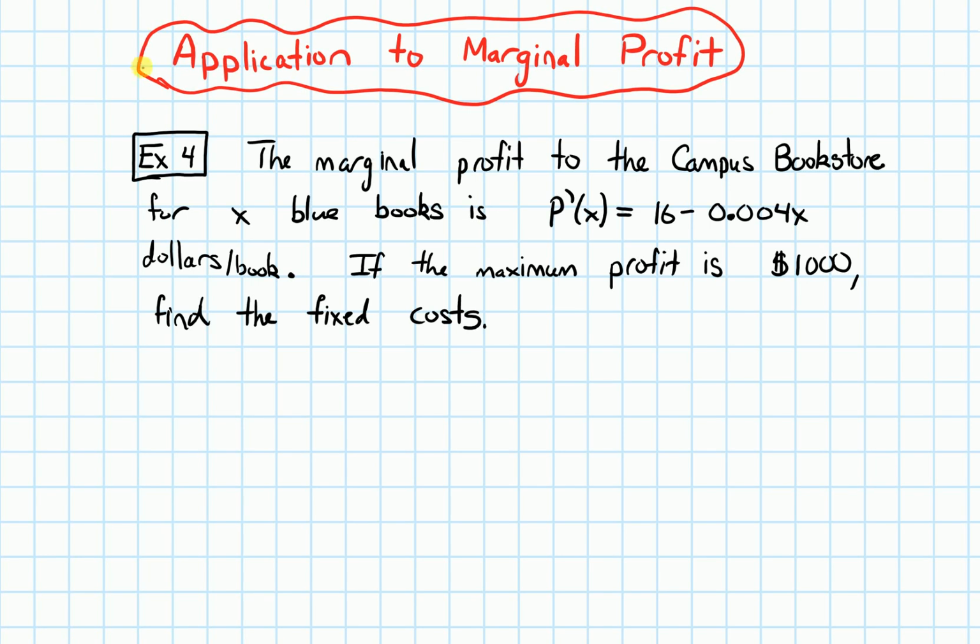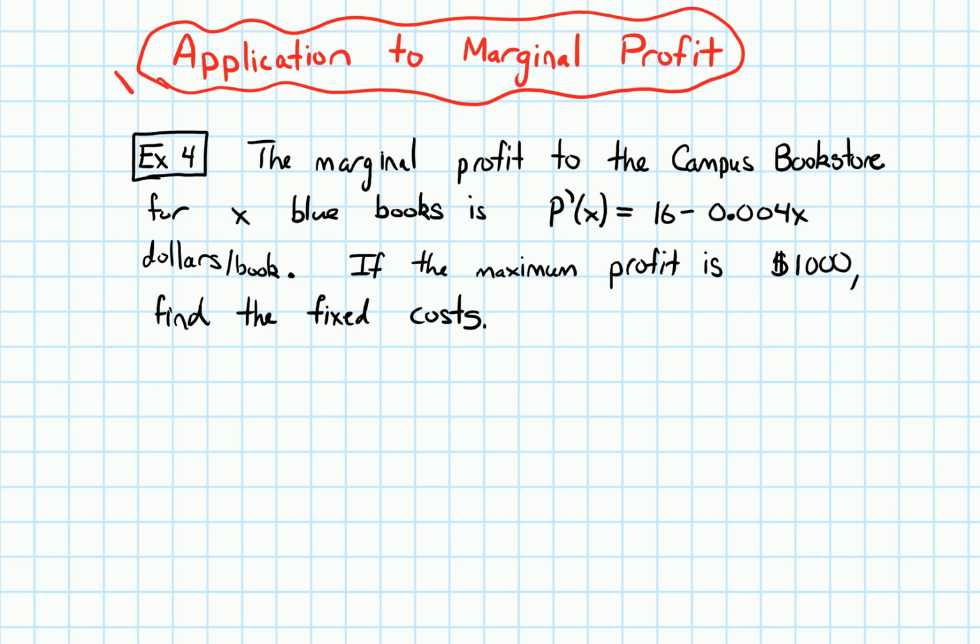In this video, we are going to do an application of the antiderivative to marginal profit. This is one of the key topics in Math 30 in the previous calculus course here at SCU. Okay, so I want to look at an example. The marginal profit to the campus bookstore for X blue books is P prime of X equals 16 minus 0.004X dollars per book. Okay, if the maximum profit is $1,000, find the fixed costs.